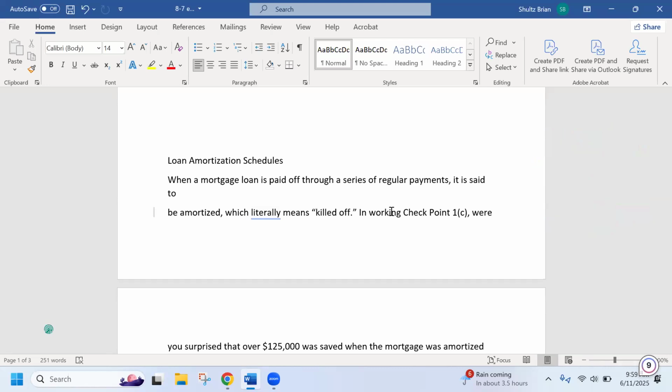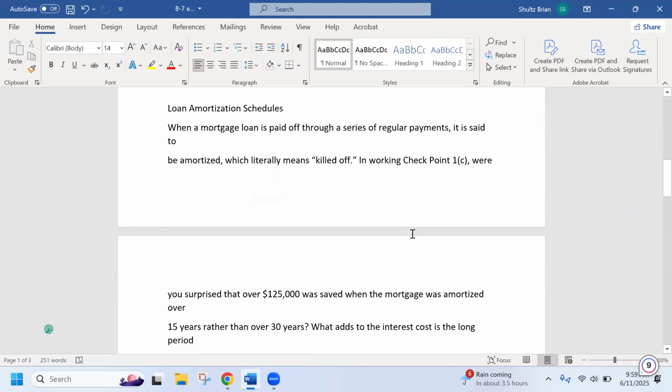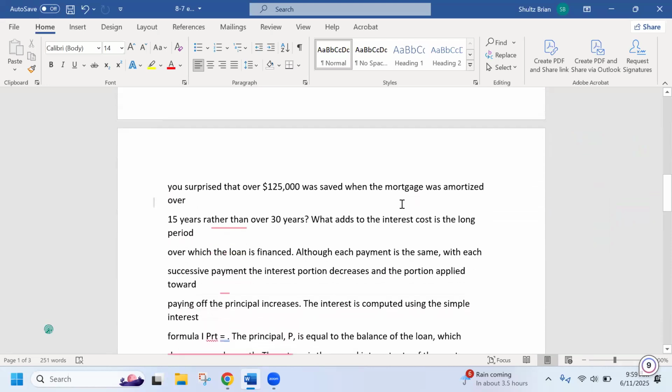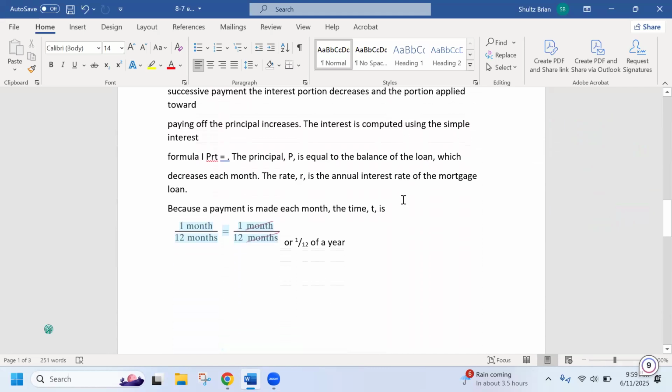But it's not that easy, because our loan amortization schedules have to take into effect the interest rate. So we have to use our simple interest formula. I equals principal times rate times time, which decreases each month because of loan payments.